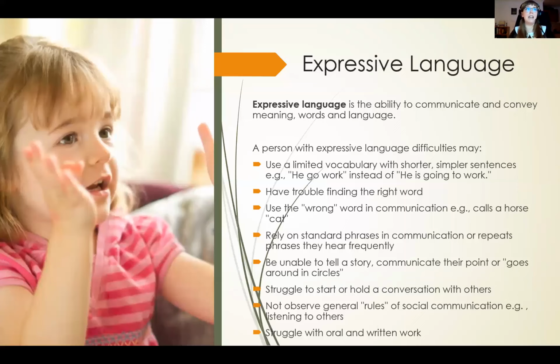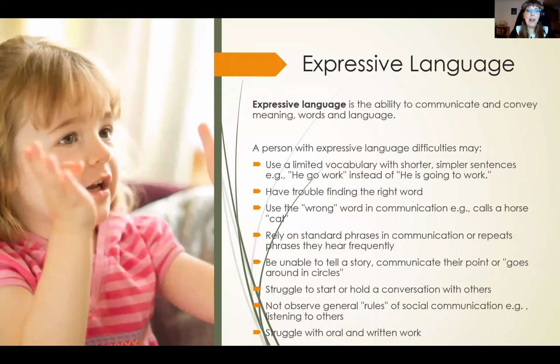And then, the opposite of that, you have your expressive language disorders or difficulties. Expressive language is the ability to communicate and to convey meaning, words, and language. A person who has expressive language difficulties might use a very limited vocabulary, with shorter, simpler sentences. So they might say "he go work" instead of "he is going to work." They might have trouble finding the right word when they're speaking. They might use the wrong word in communication. So they might call all animals cats, no matter what the animal is.